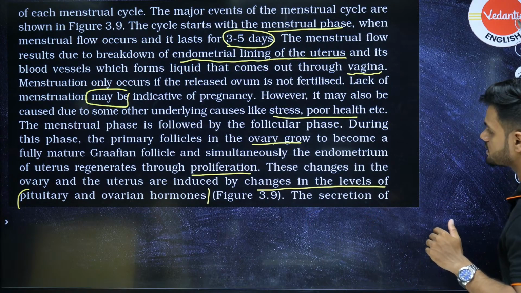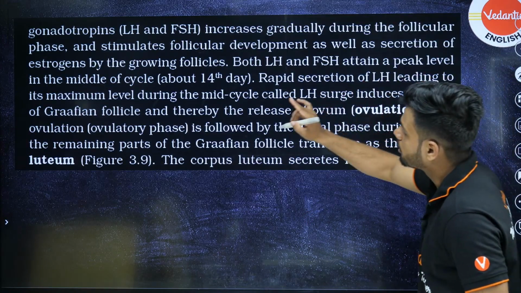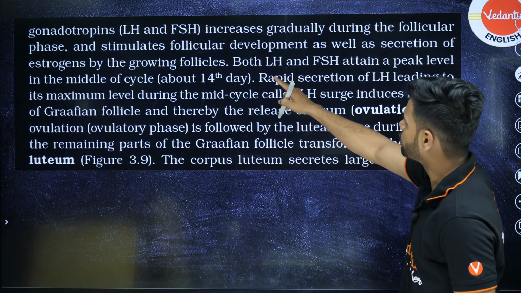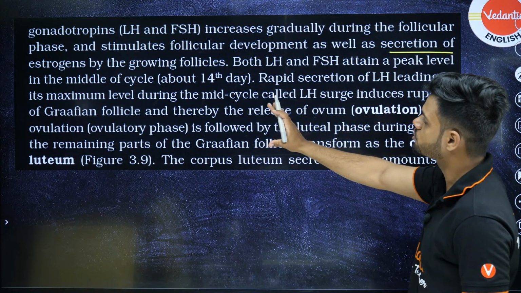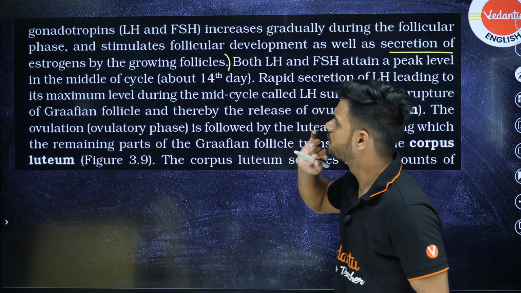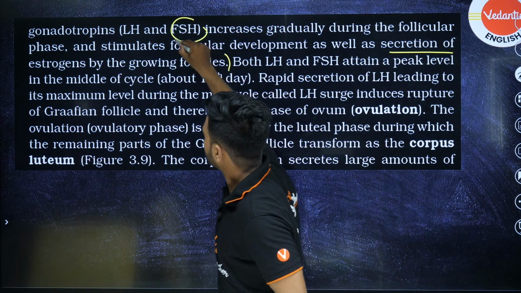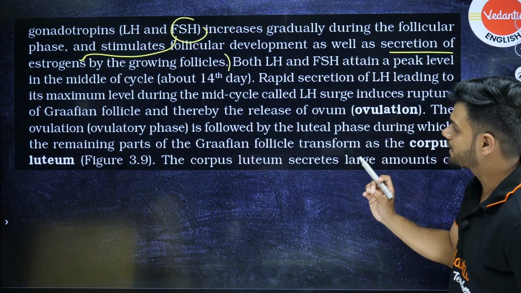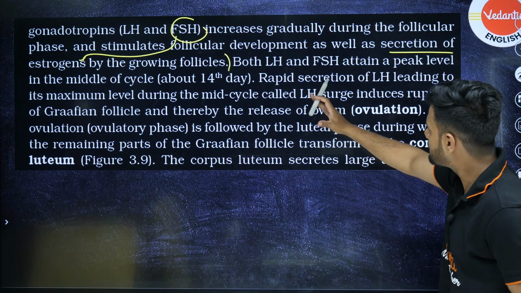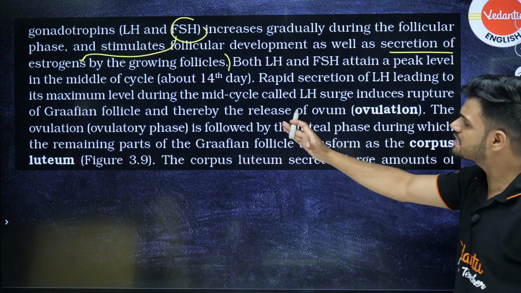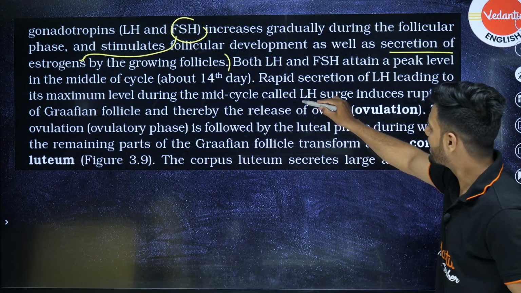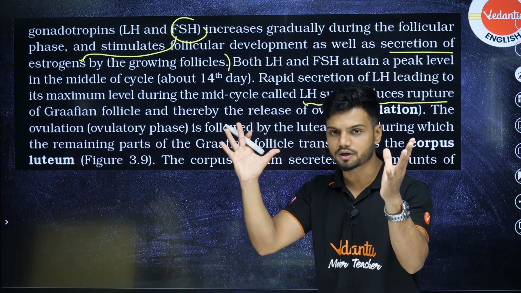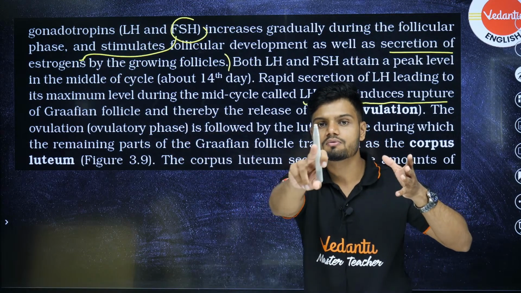Understand? The secretions of gonadotropins, LH and FSH, increase gradually during the follicular phase and stimulate the follicular development as well as secretion of the estrogen by the growing follicle. We learned how FSH is acting on estrogen. Both LH and FSH attain a peak in the middle of the cycle, that is the 14th day, called the LH surge. The rapid secretion of LH leading to the maximum level during the mid-cycle, called the LH surge, induces the rupturing of the Graafian follicle. The Graafian follicle is ruptured now and the ovulation takes place. Which day? 14th day.